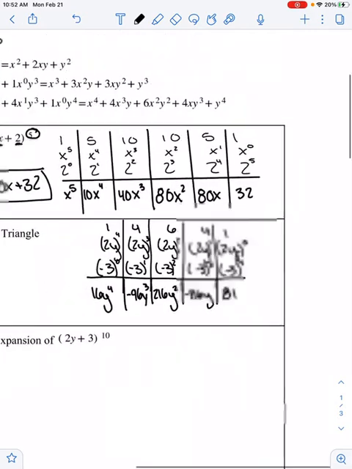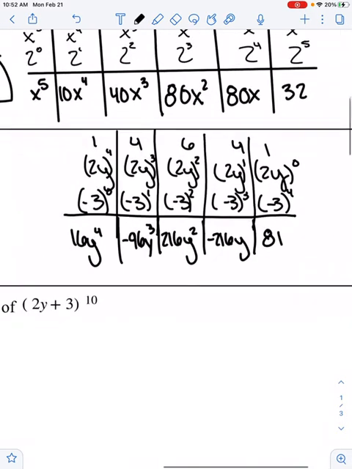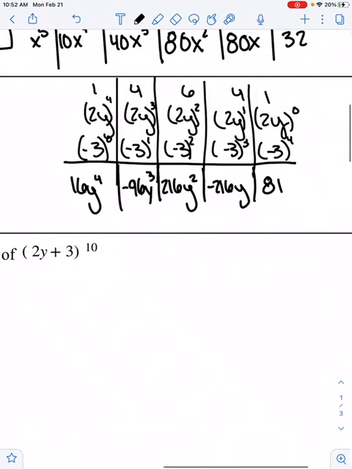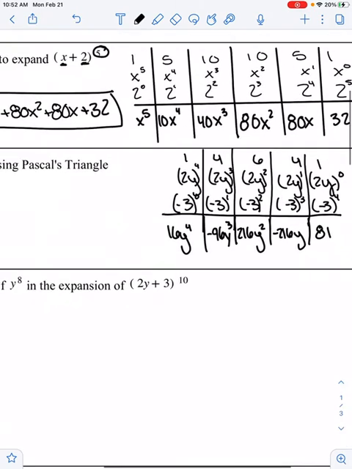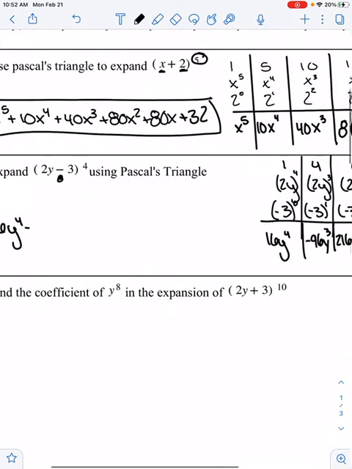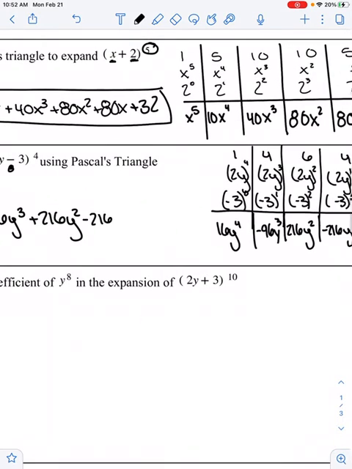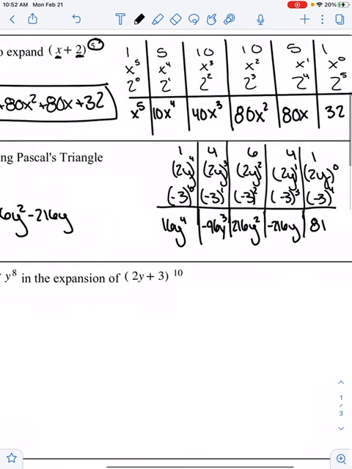And if you notice, whenever we have a minus here, it's always going to be plus, minus, plus, minus, plus, minus, over and over. So our answer is 16y to the 4th minus 96y to the 3rd plus 216y squared minus 216y plus 81.